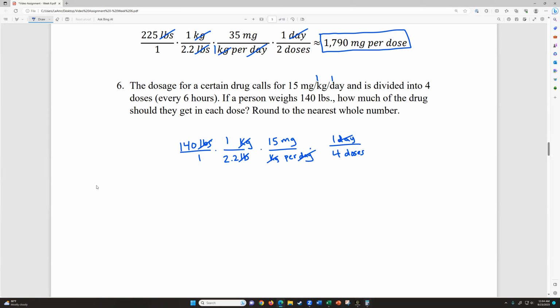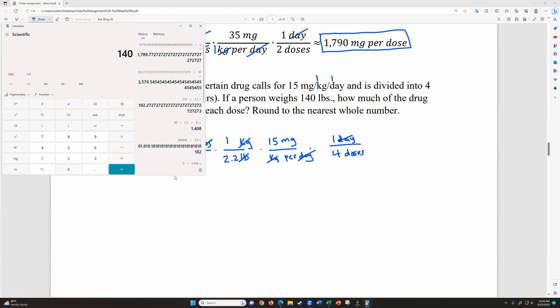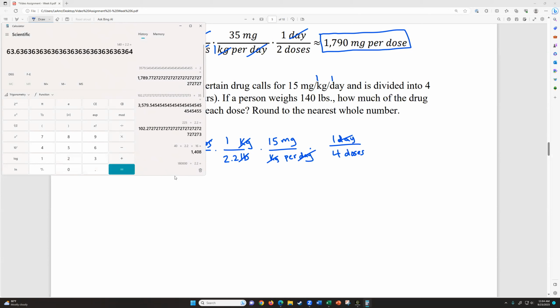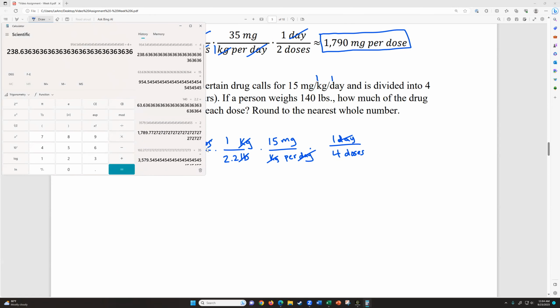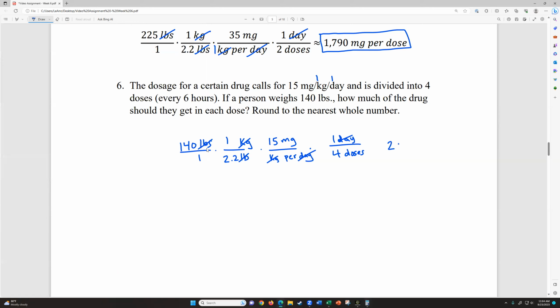Okay. So if I multiply across the top, I have 140. Actually, let's just multiply as we go. So 140, then we divide by 2.2. And then we times by 15 since the next one is on top. And then we divide by 4 since we're splitting it into 4 doses. That tells me 239, if I round to the nearest whole, milligrams per dose.